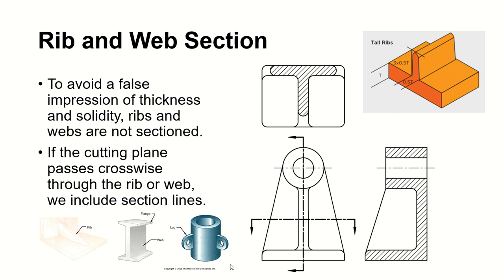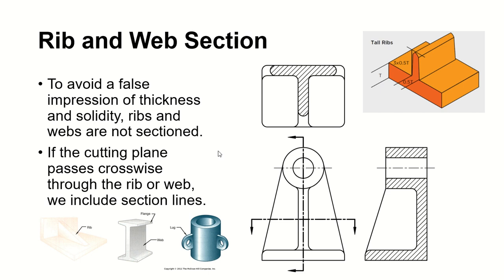If you want to visualize what web and rib are, your rib is like this. See how it's poking out of the surface, and your web is going inside. The web is like here, right there. Rib, web. Make sure you understand this too, and you have to apply that in your section drawing.